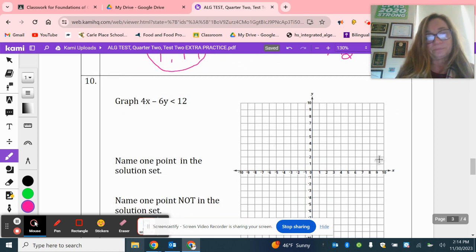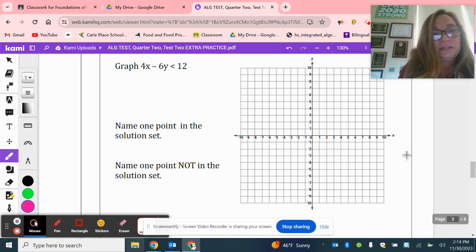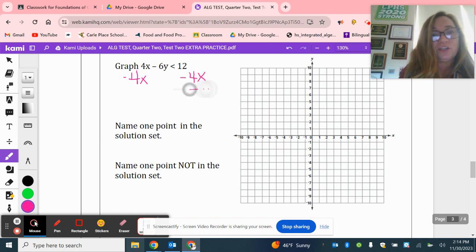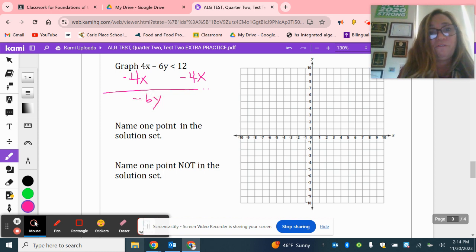Okay, graph. Now, you can graph this without putting it in y equals form. If you choose, you just have to get at least 2 points. But I'm going to put it in y equals form. Okay? So I'm going to subtract 4x from each side. And the reason I'm subtracting the 4x is because in the original equation, the 4x is adding. So it's always the opposite. Be careful when you copy that 6y. It's actually a -6y. Okay, now I'm going to divide by -6.